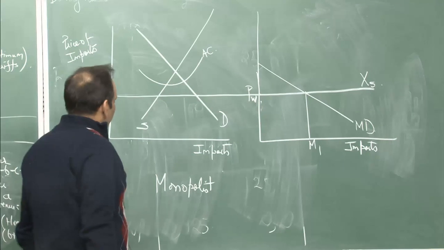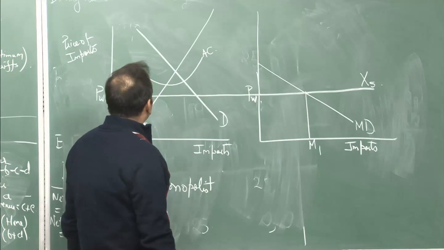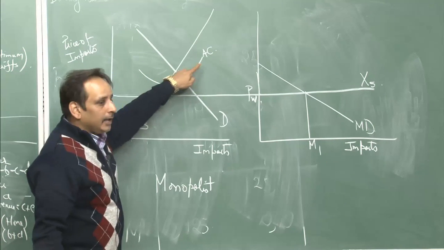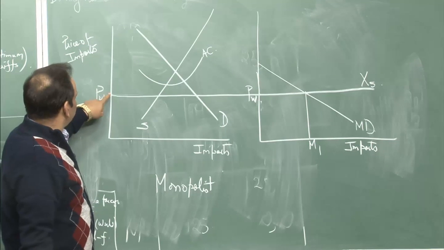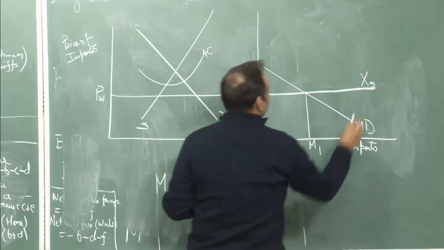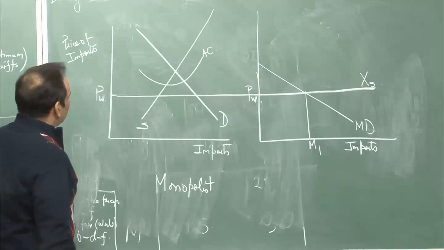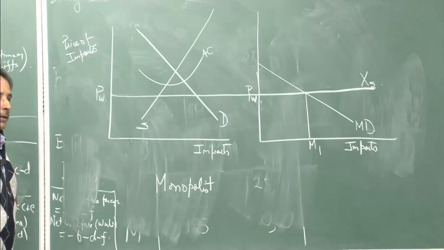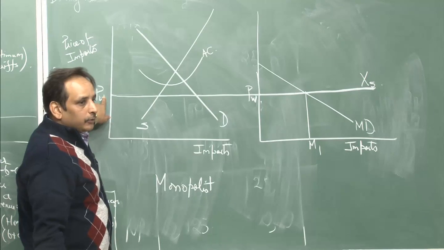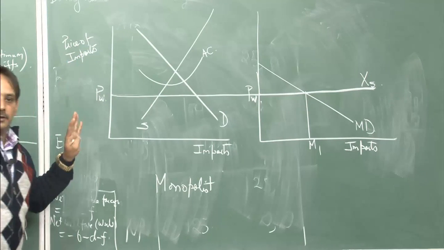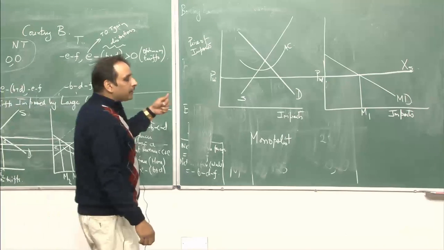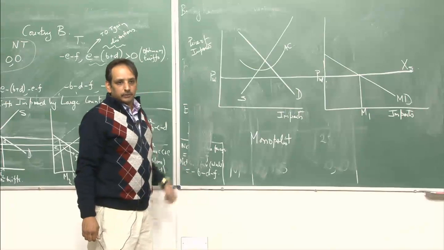But then the average cost that you face is this. And because it's a small country, the export supply curve that it faces is perfectly horizontal. And this is the price which prevails in this market. And if you recall, the monopolist cannot charge its monopoly price, reason being that he has to act like a perfectly competitive producer. Why?